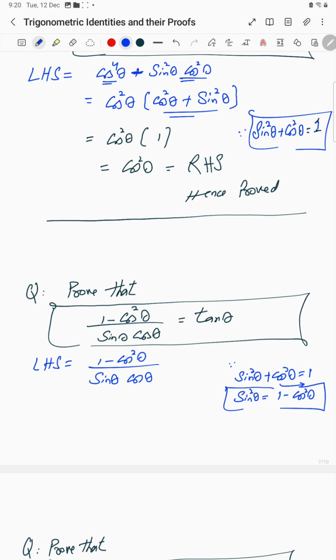So here I'm going to apply this identity. So this whole numerator equals what? Sin square theta, and in the denominator we have sin theta times cos theta. So you can see one sine will be cancelled out here. We have sin theta over cos theta, that will be tan theta, your right hand side, hence proved.